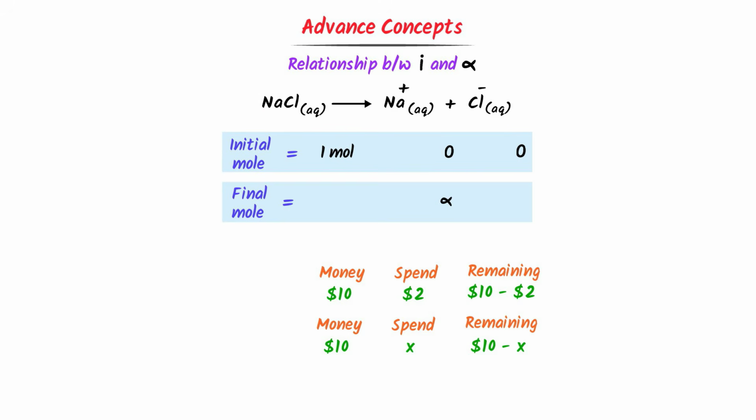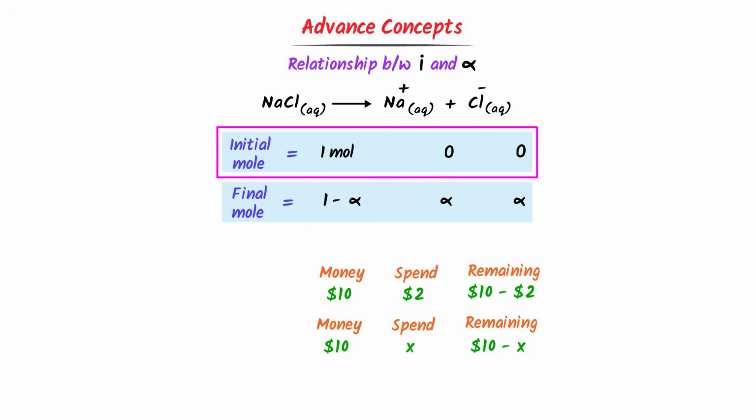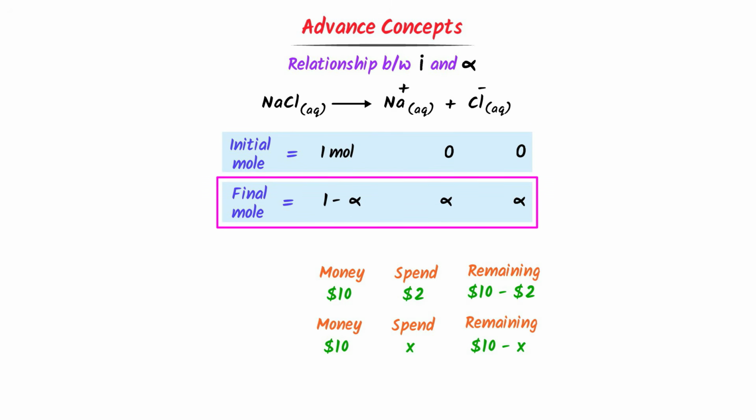Now after some time, this sodium chloride slowly dissociates to sodium and chlorine ions. Let it be alpha moles of sodium and alpha moles of chlorine. I say I have 1 mole. I spent alpha mole. So how many moles are remaining? The answer is 1 minus alpha mole, like 10 minus X dollars. Thus the initial moles of a solute is 1 mole and the final moles of the solute is 1 minus alpha, this alpha and this alpha moles.